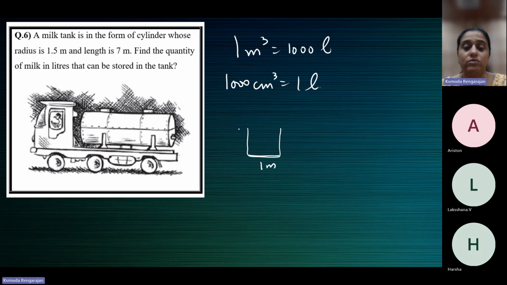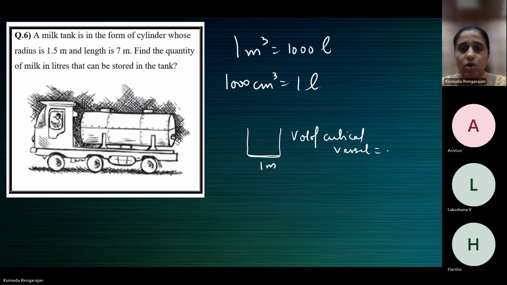Yeah. So a cubical vessel of edge 1 meter. So the volume of this cubical vessel is equal to A cubed or edge cubed. Whatever is the edge, A cubed is the volume. So 1 cubed, which is 1. And because the edge is 1 meter, its volume will be 1 meter cubed. Because 1 cubed is 1 into 1 into 1, which is 1. If it was 2, then 2 into 2 into 2 is going to be 8.